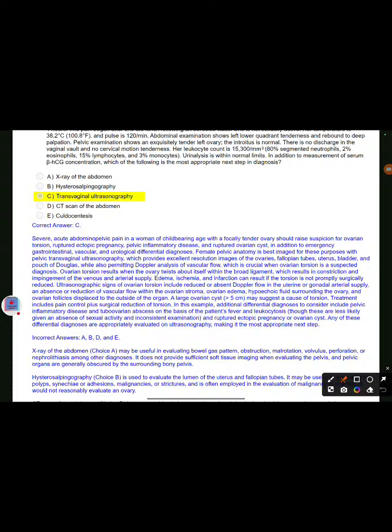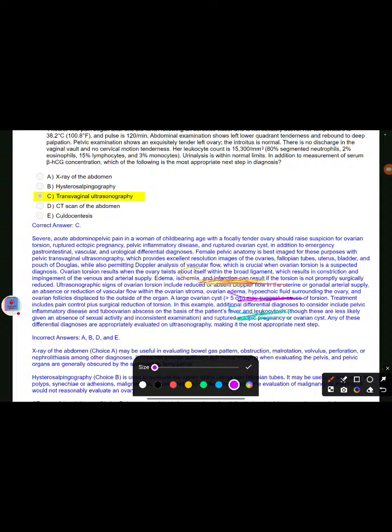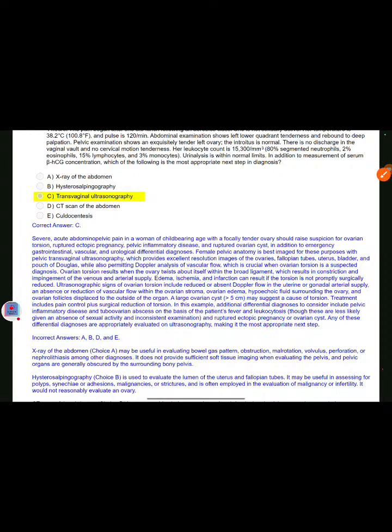Ovarian torsion results when the ovary twists about itself within the broad ligament, which results in constriction and impingement of the venous and arterial supply.